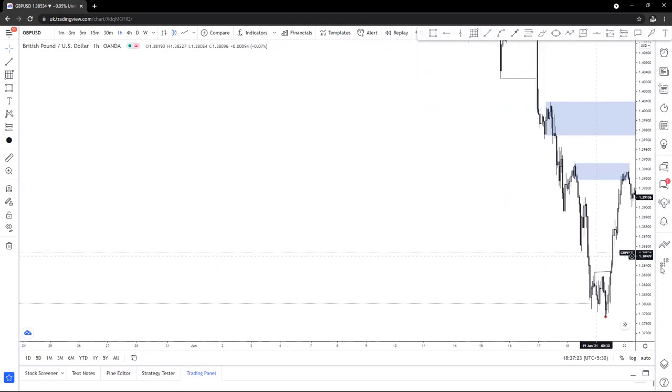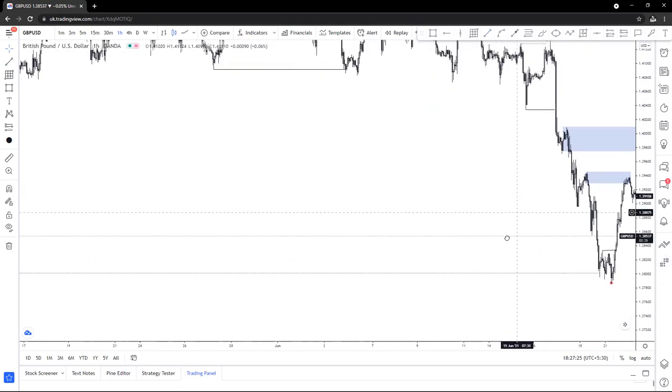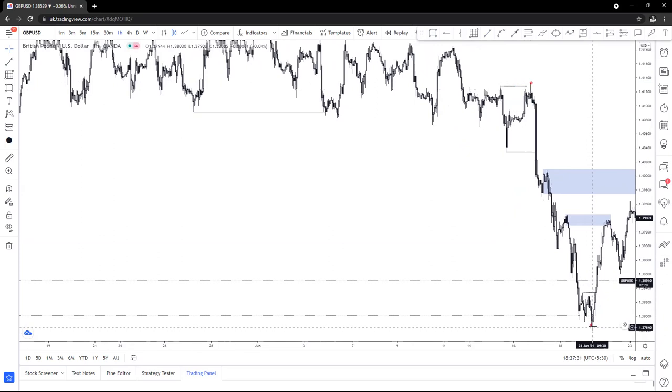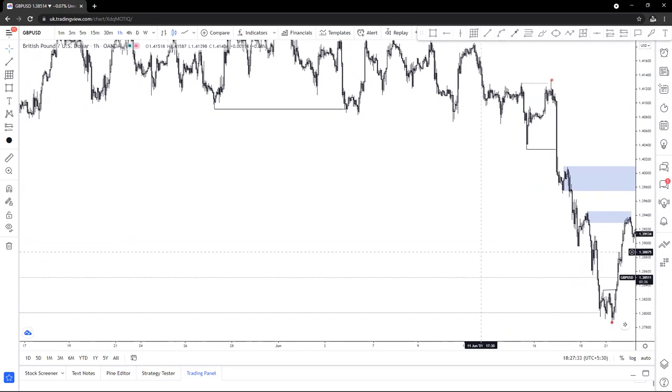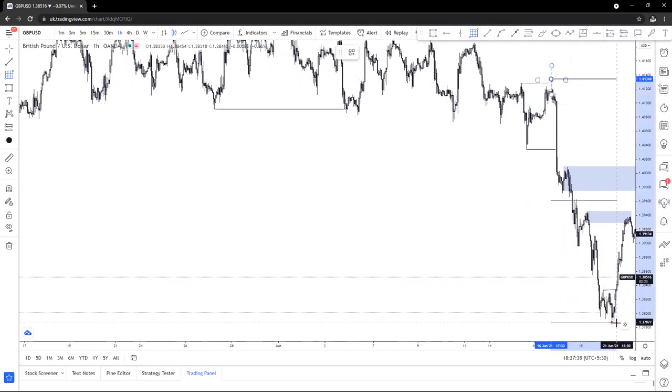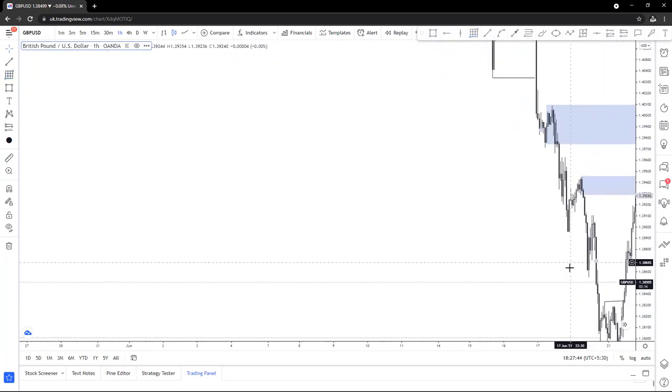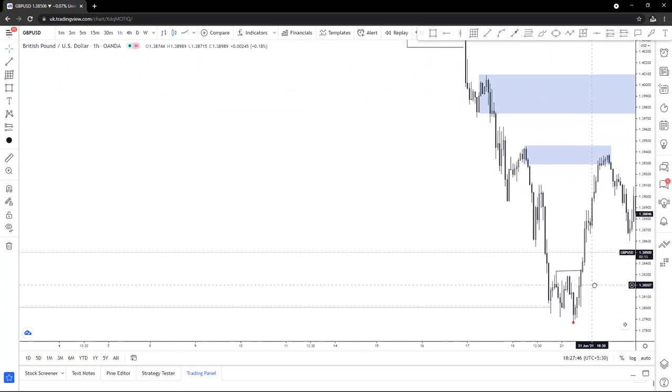But on the 4 hour, this was our range from this high to this low. So now, are we interested in selling? No, because we are in a discounted price. Always remember that.